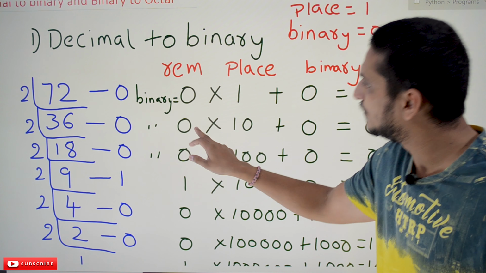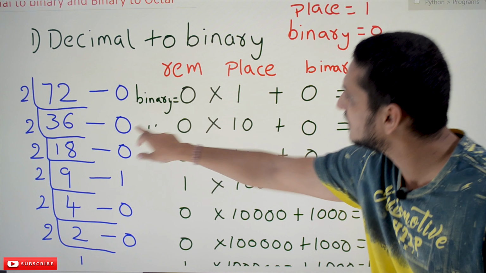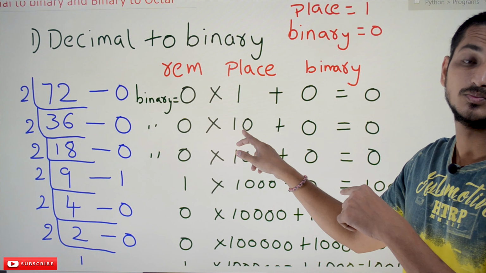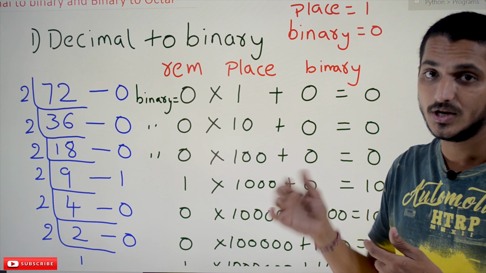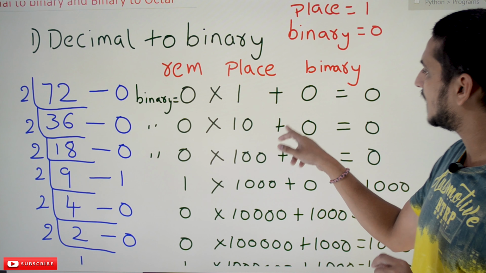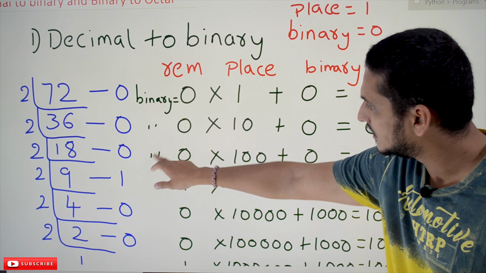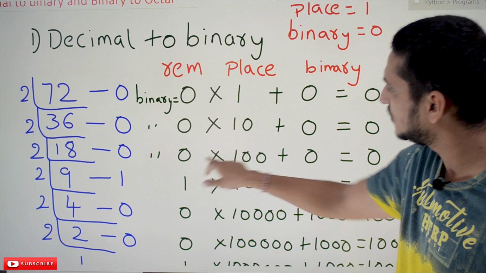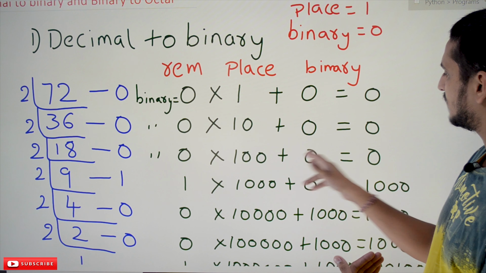In the second loop, binary is equal to remainder. What is the remainder here? 0 into tens place. What we are doing here is, each time we go into the loop, we are multiplying the place value by 10. 10 plus binary value 0. The next time, 0, binary is equal to 0 into the next place, hundreds place, 100 plus 0.